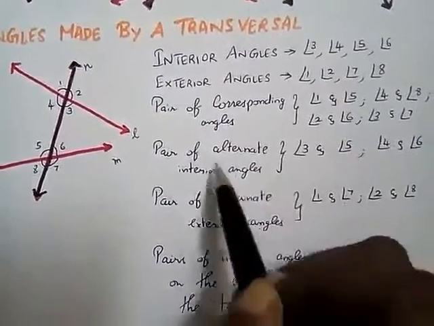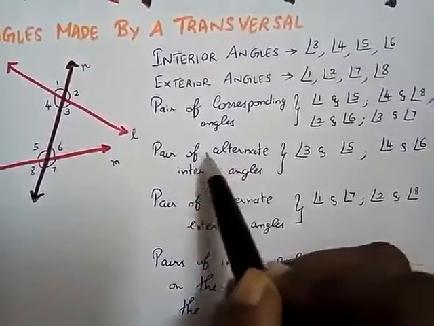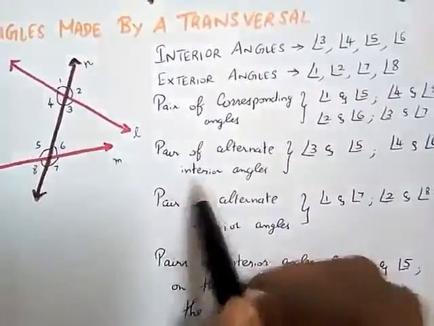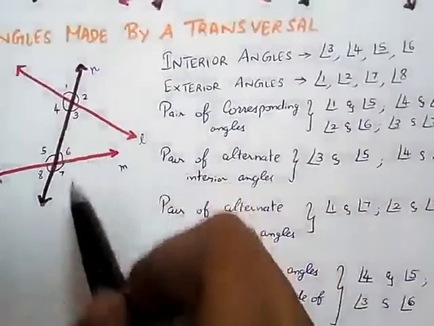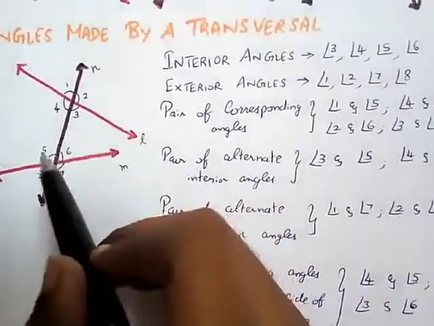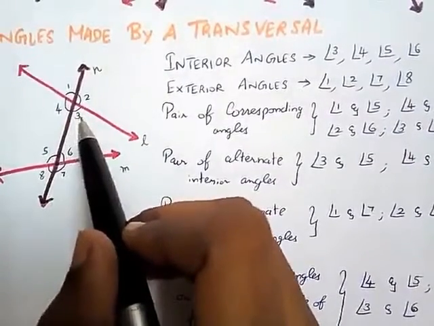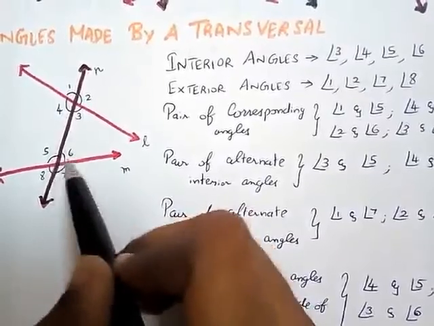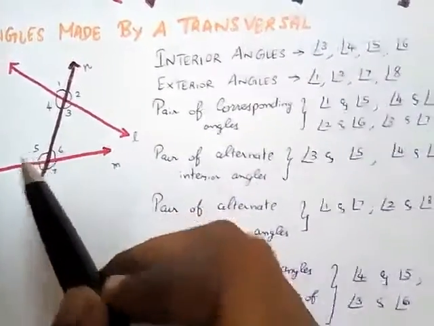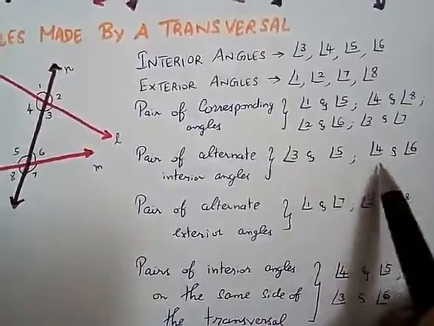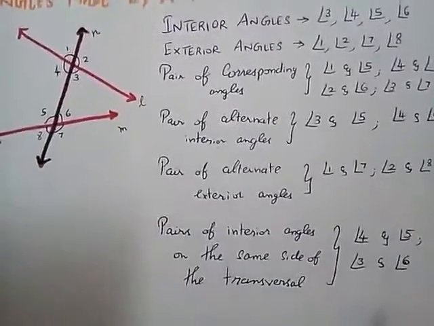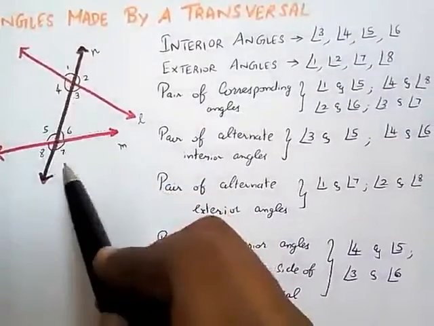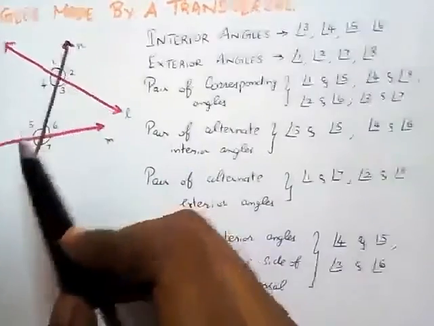Then the next, alternate interior angles. Alternate means on the opposite side, or the alternative side, and interior angles. So the alternate interior angles are angle 3 and angle 5, and angle 4 and angle 6. These are interior angles that are on alternate sides. The next is alternate exterior angles, that is, exterior angles that are alternate. For example, angle 1 and angle 7, angle 2 and angle 8.